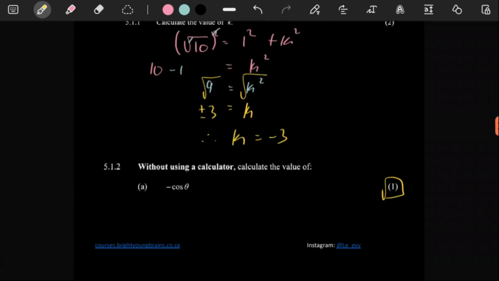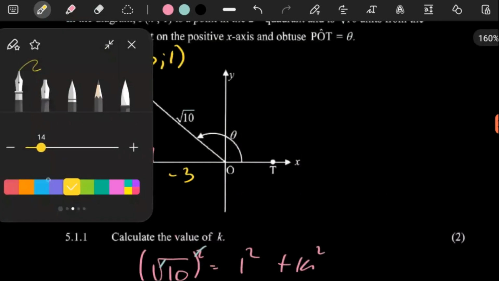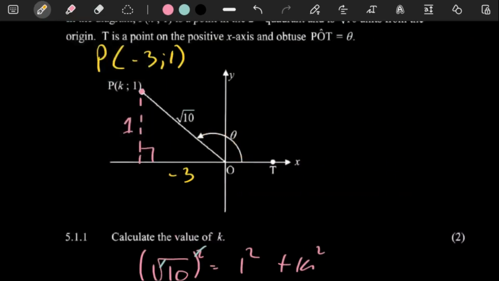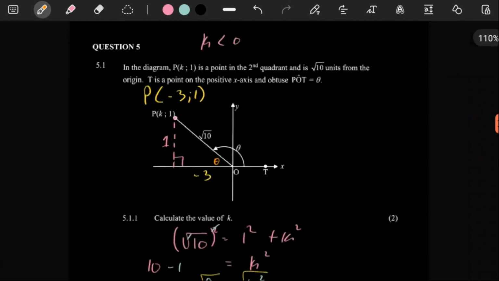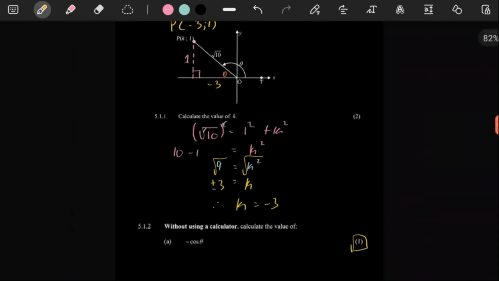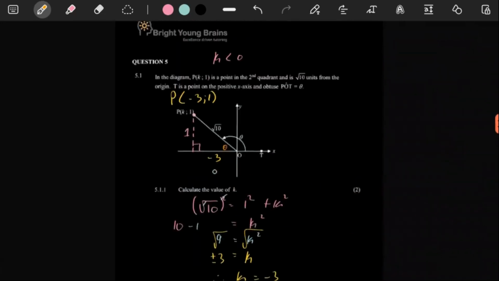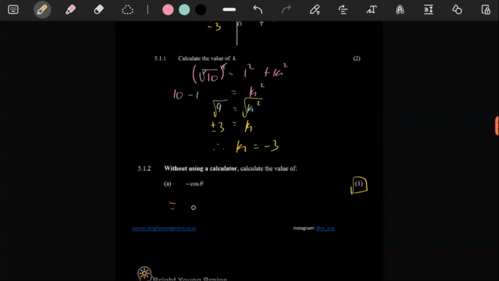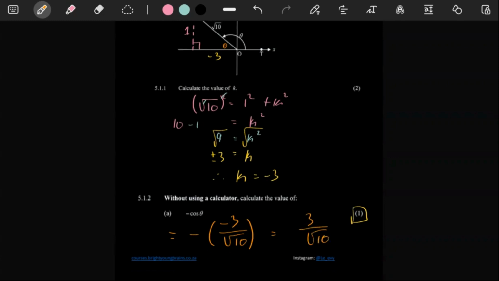So for 1 mark, without using the calculator, calculate the value of negative cos theta. Now, the one thing to just remember is, as long as this is theta, always look at this as theta also. It's just weird, strange, funny, dumb, but it is what it is. So if you're getting cos theta, it's going to be adjacent over hypotenuse. So you have the negative in there, and then cos theta is adjacent over hypotenuse, which is obviously just that. So you keep on moving forward.